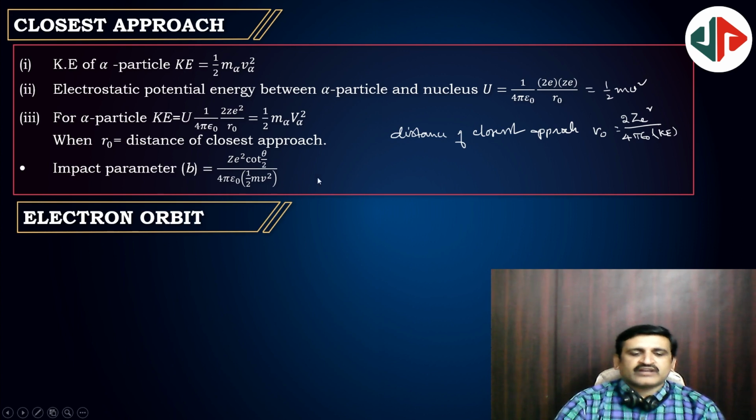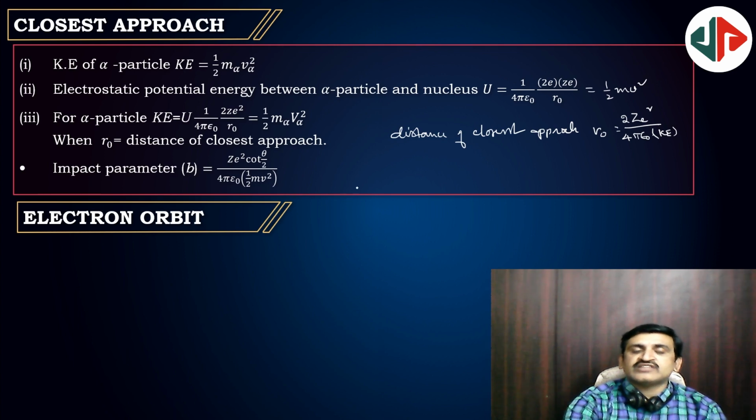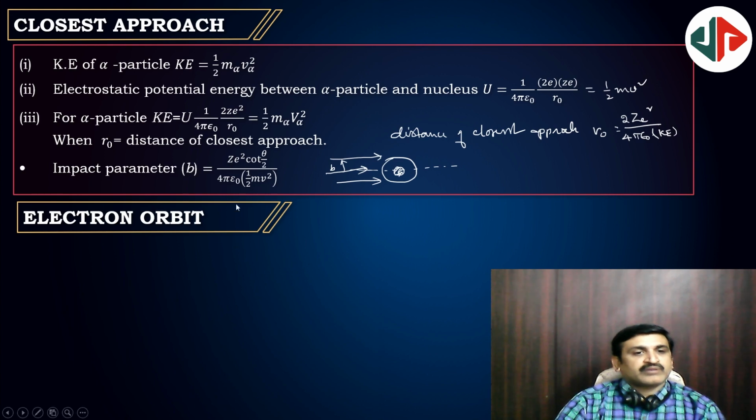And impact parameter. Impact parameter means how far the alpha particle is going from the line joining the nucleus and the velocity vector. Suppose it is the atom and it is the nucleus, and the alpha particle is going like this. The perpendicular distance from the line through the nucleus is known as impact parameter b. Impact parameter is proportional to cot theta by 2, where theta is the scattering angle. More the impact parameter, theta will become less. Lesser the impact parameter, theta will be more. That's why this formula is also important.